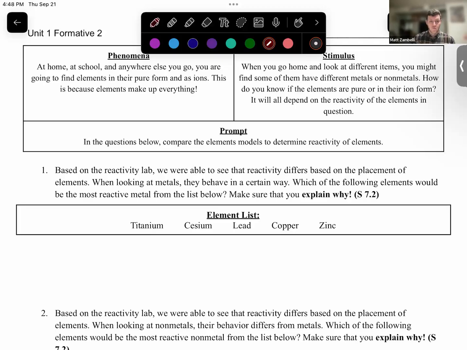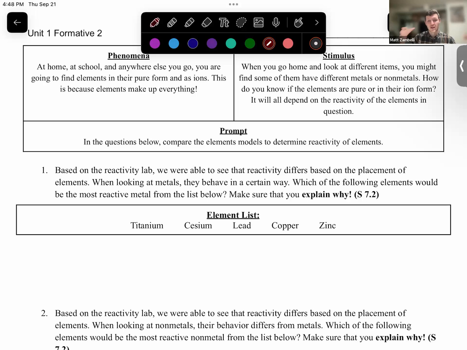Hey, ladies and gentlemen. So, the formative you guys took on Wednesday, the first question, or all three of them actually, are talking about reactivity of elements. So, it's just based on the reactivity of metals or non-metals. So, the first one that we're looking at is our element list of metals. We got to figure out which one was the most reactive.